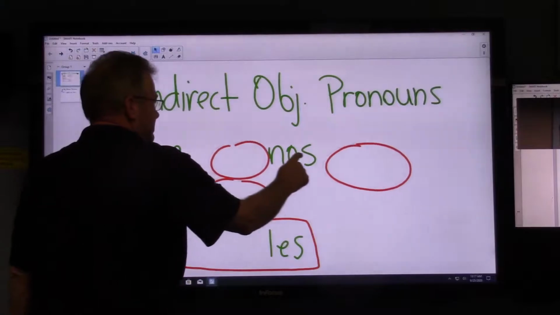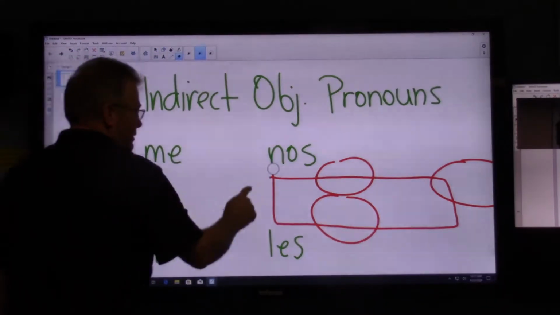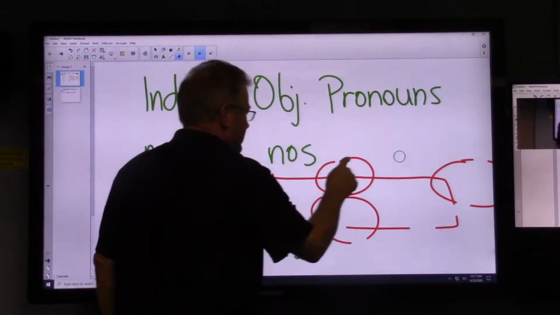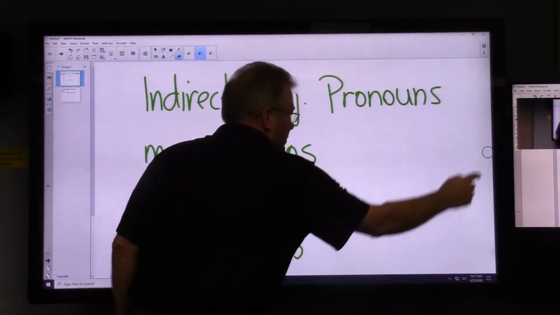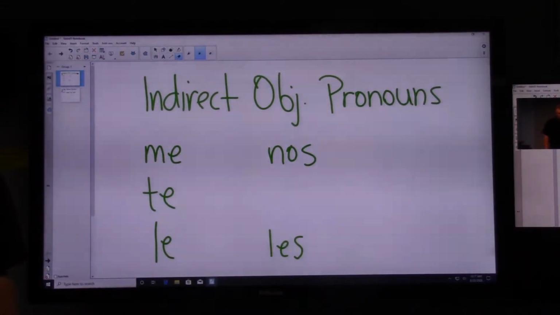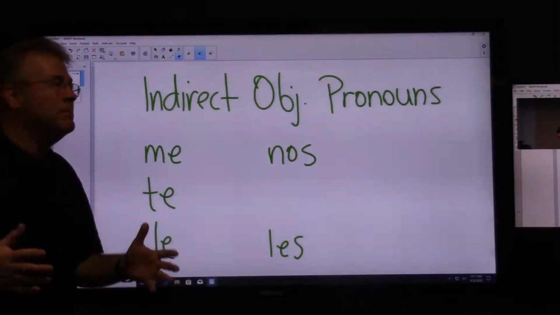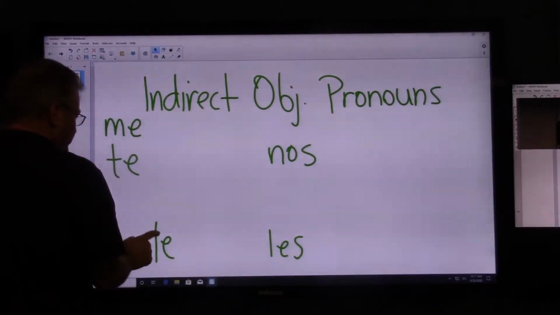They're exactly the same. Okay? So again, these indirect object pronouns, as compared to direct object pronouns, are exactly the same. Okay, so now let's talk a little bit about how we manipulate them.